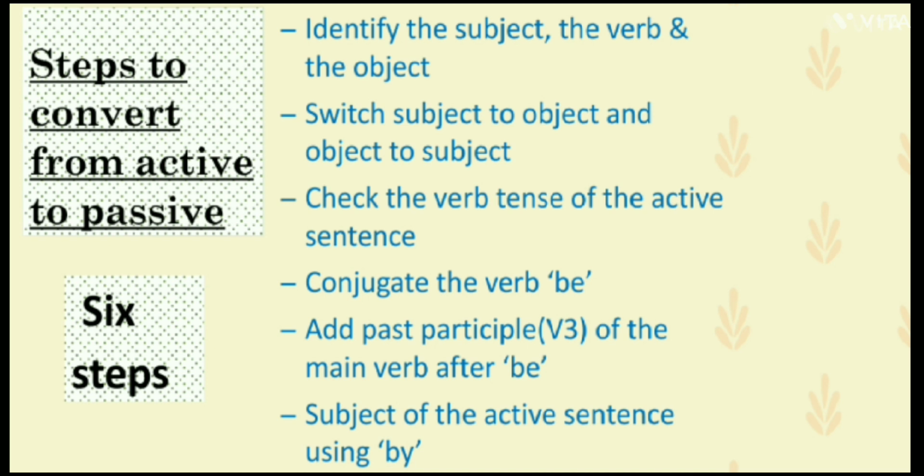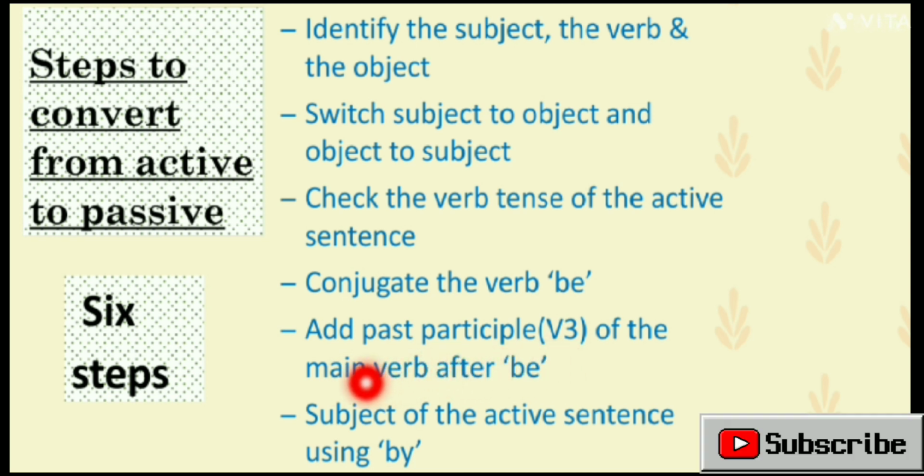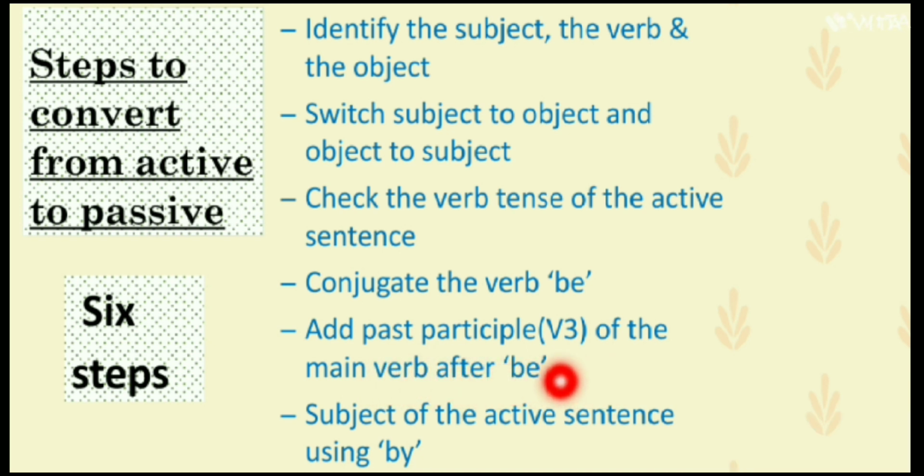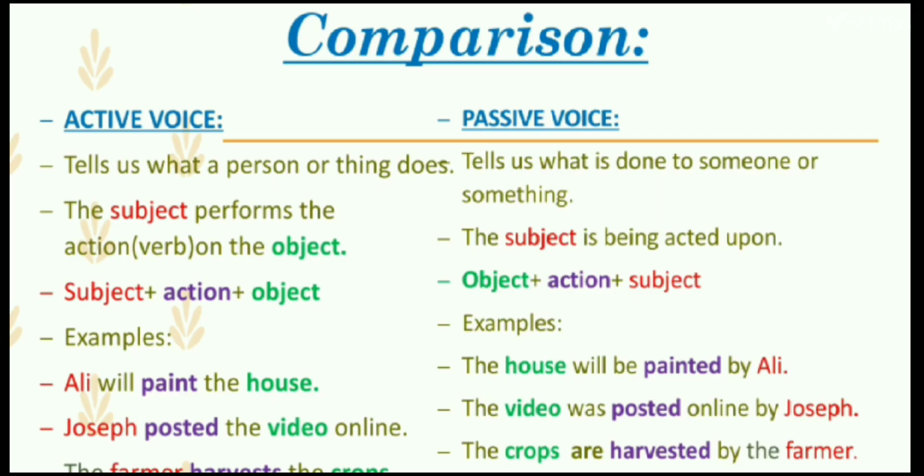Now let's have a look at steps to convert from active to passive voice. These are total 6 steps. Let's see one by one. First of all, identify the subject, the verb, and the object. After identifying, what we have to do, switch subject to object and object to subject. The next step is check the verb tense of the active sentence. Then conjugate the verb be. And after that, add past participle, which is third form of verb of the main verb after be form of verb. And the last step is that use subject of the active sentence using by at the end of the sentence. That's it.